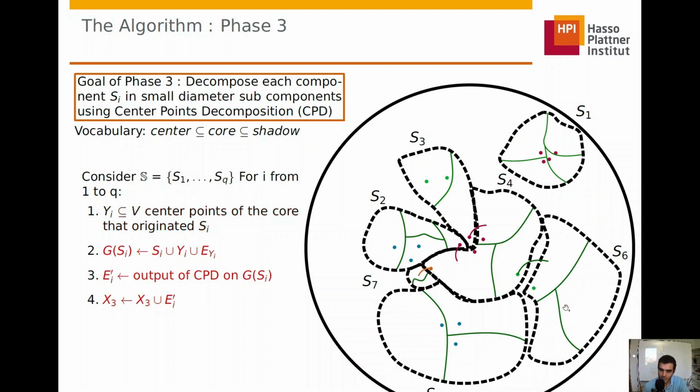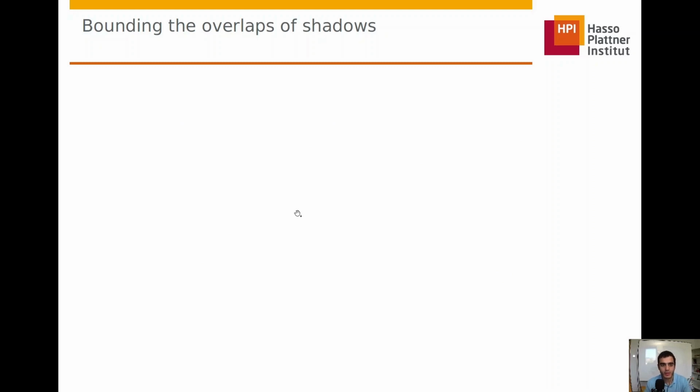So to recapitulate, in phase 1 we covered all the vertices of the graph. In phase 2 we separated the graph into separate components, and in phase 3 we cut each component into small diameter decompositions, ensuring that no subcomponent contains one SI-TI pair. So now we're going to bound the overlaps of shadows.